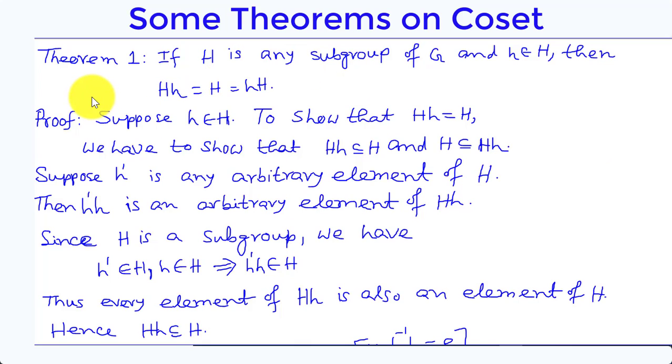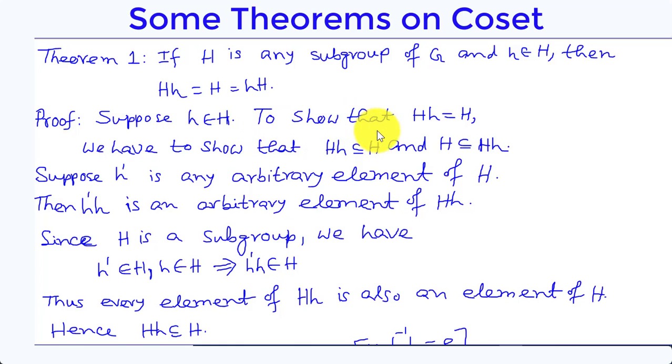Hello everyone, we are going to learn about some theorems on cosets. Theorem 1. If H is any subgroup of G and h belongs to H, then right coset Hh is equal to H is equal to left coset hH. Proof. Suppose h belongs to H.